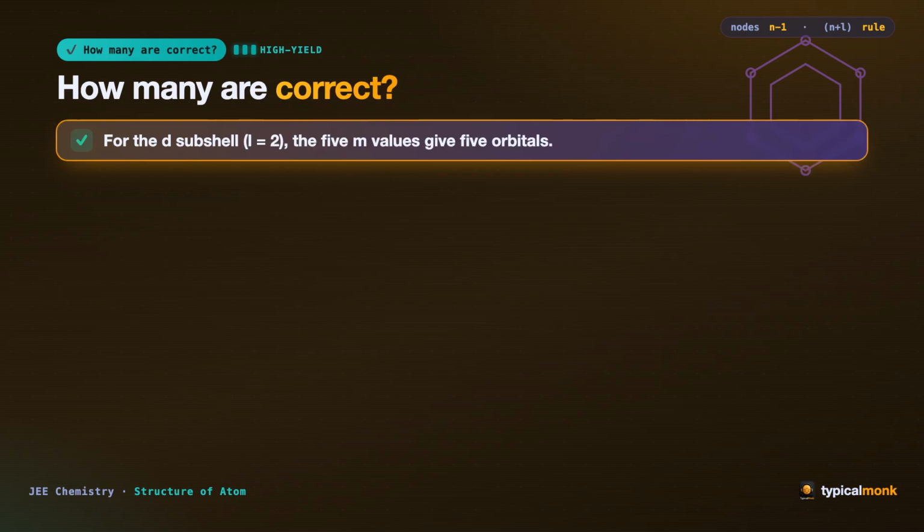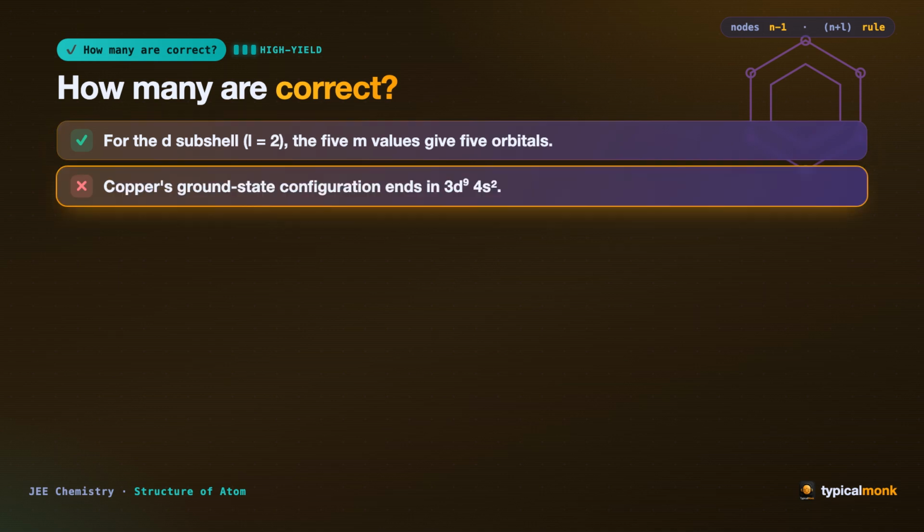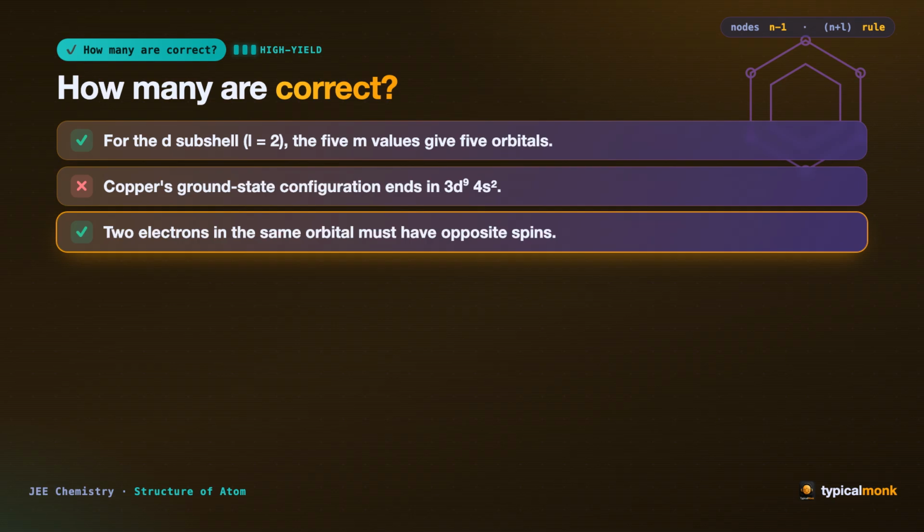Here's a favorite JEE format. I will read some statements. You silently count how many are correct. Statement 1. For the d subshell, where l equals 2, the 5 m values give 5 orbitals. Statement 2. Copper's ground state configuration ends in 3d9, 4s2. Recall the anomaly we just met.